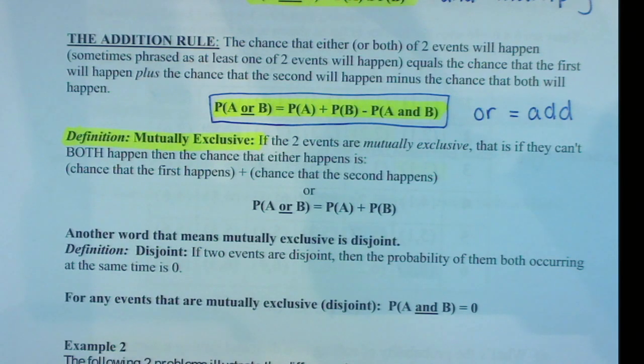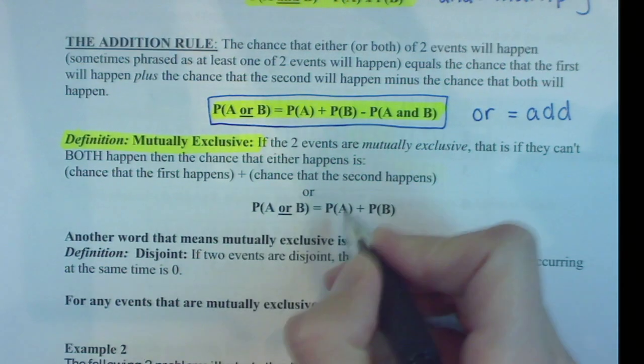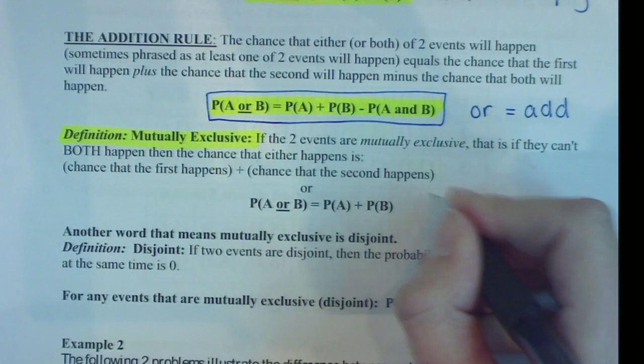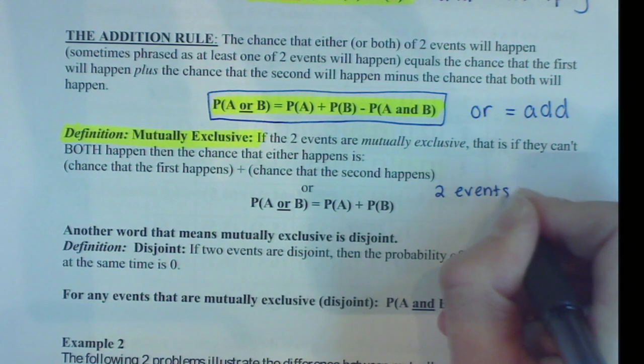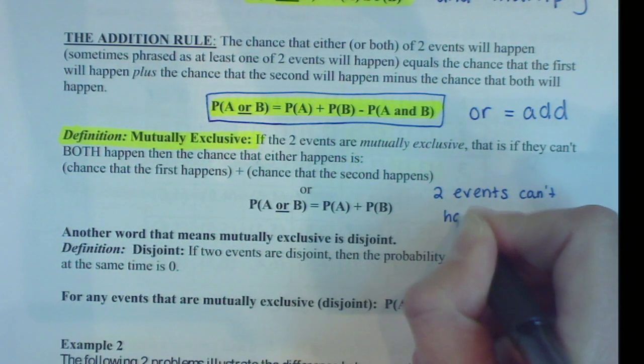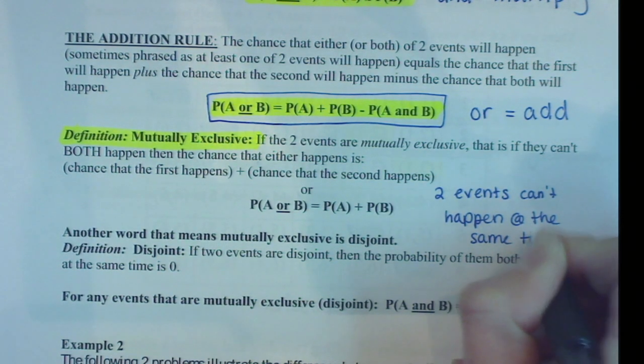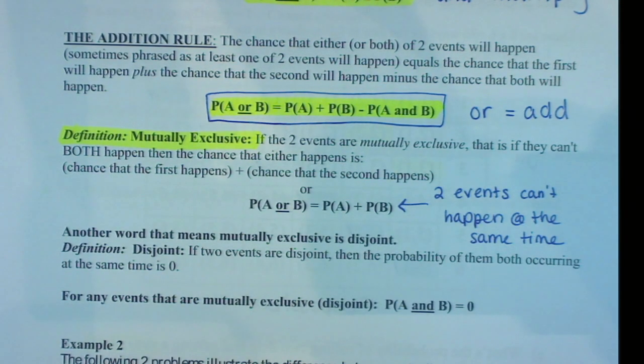If the two events are mutually exclusive, then they cannot happen at the same time. So that's subtracting the probability of A and B. If they can't happen at the same time, the probability of them both would be 0. So the nice thing is, if they're mutually exclusive, we can just add the two probabilities together. I can literally just take the probability of A plus the probability of B. So this is if the two events can't happen at the same time. This is nice. We don't have to remember that second part, subtracting the probability of both.